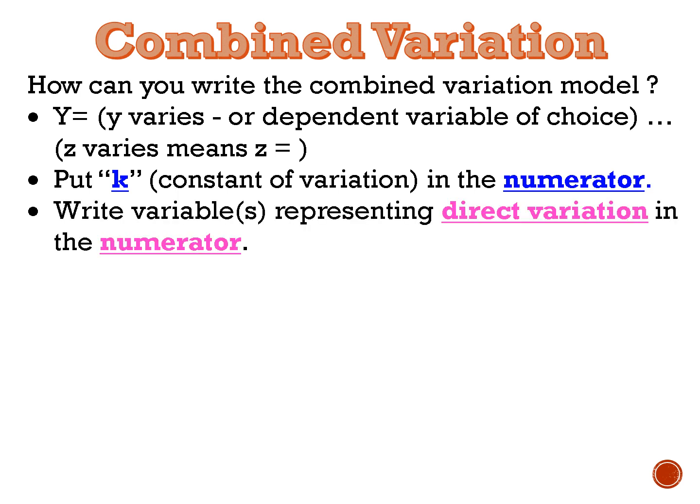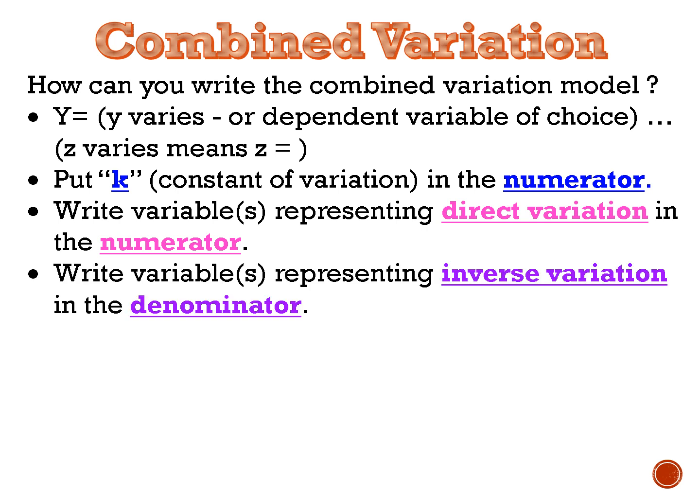Okay? Here's another big one. You're going to write variables that represent direct variation in the numerator. So if something varies directly as, whatever comes after directly as, that goes in the numerator. So direct variation goes in the numerator. Where do you think inverse variation is going to go? Inverse variation is going to go in the denominator.